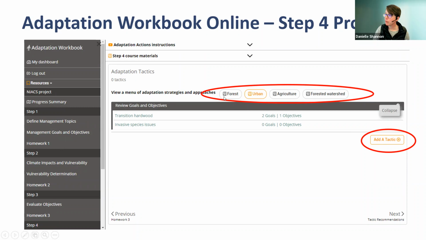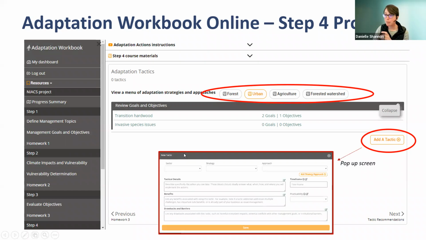So when you want to just read about one of these menus, you can click and an interactive menu will appear that you can sort of toggle through and check out different tactic examples. But if you're ready to just create a tactic, all you have to do is go to Add Tactic, and a pop-up will appear that looks like this. It will really take over your screen.